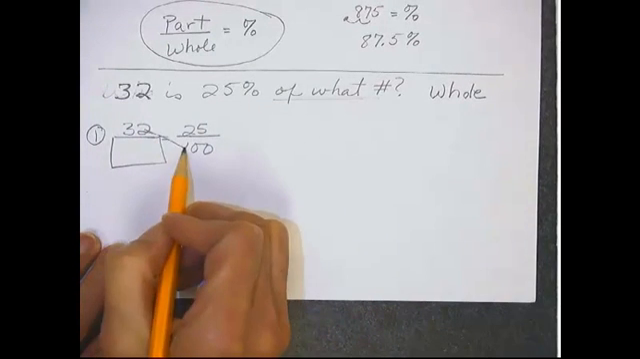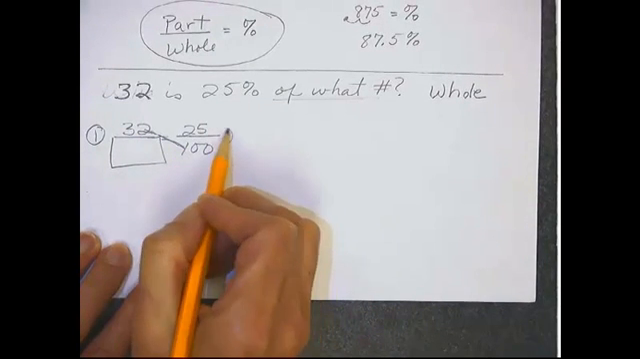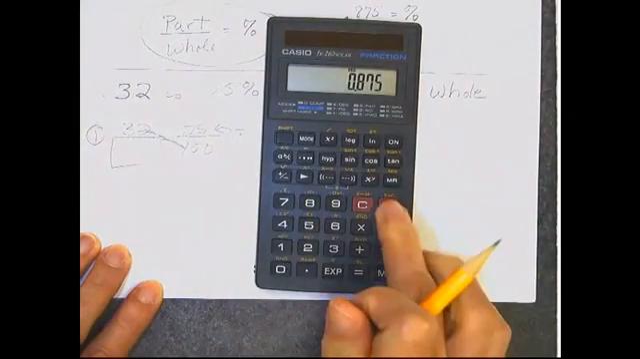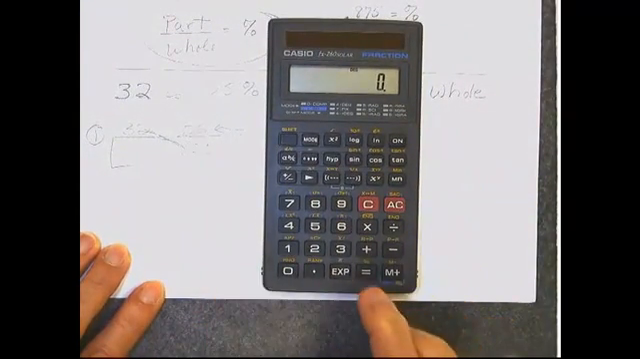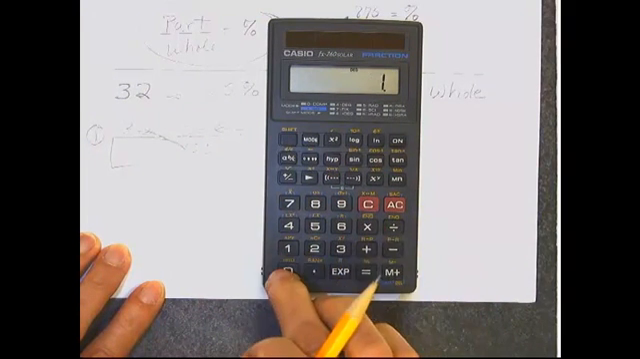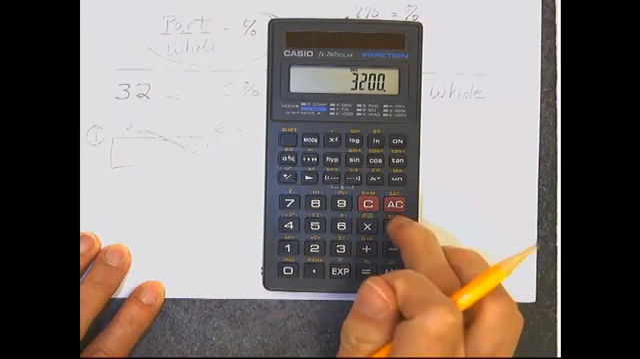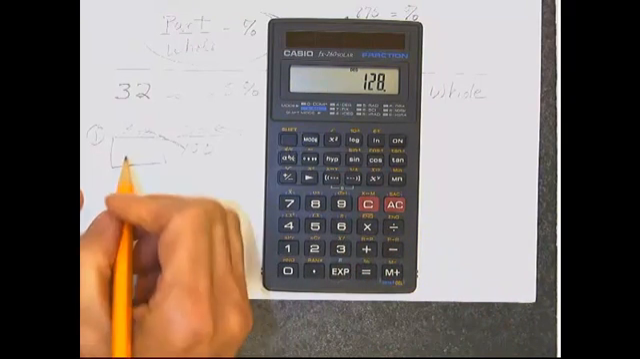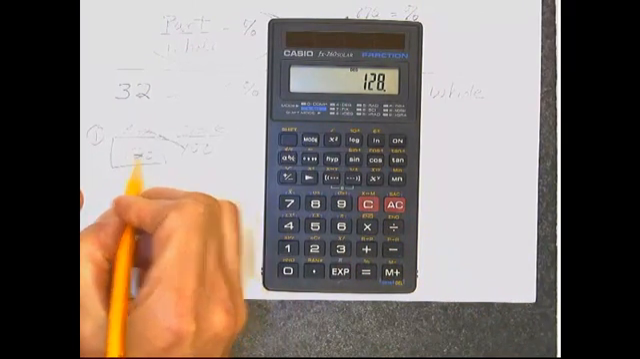So I'm going to cross multiply where I have a diagonal of numbers and divide by my lone number. So setting up my calculator again, I'm going to say 32 times 100 is equal to, and here I'm going to divide by 25. Gives me 128. So I found my whole to be 128.